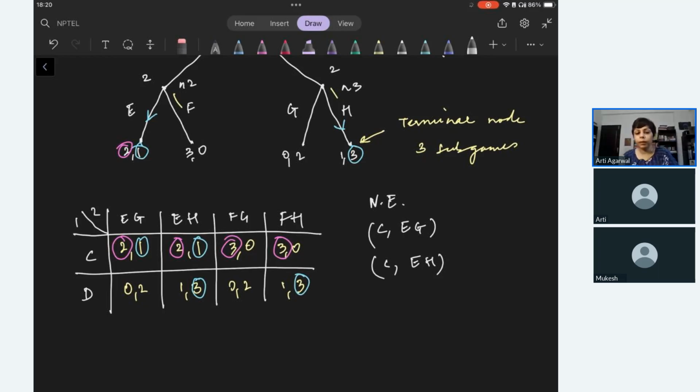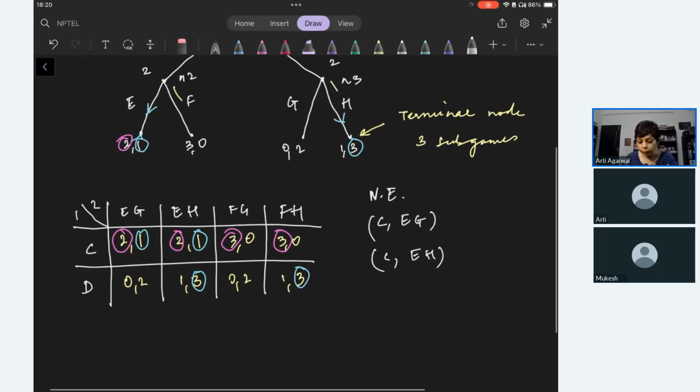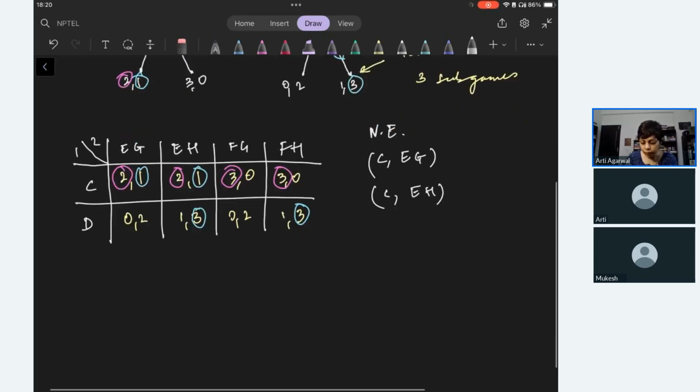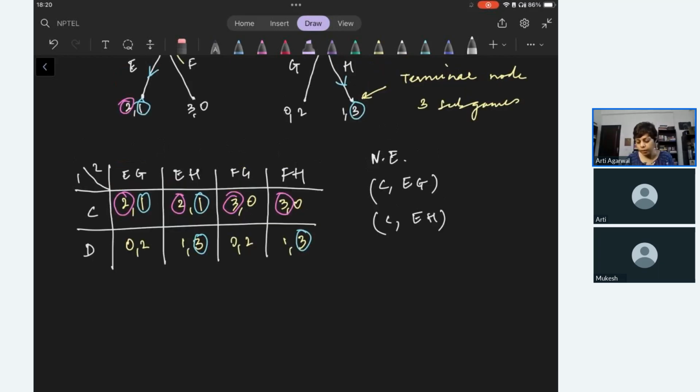Subgame perfect means that if that subgame is actually played, are those the strategies which the two players are actually going to choose? In the normal form, we have written all possible strategies in all the subgames. In the subgame perfect equilibrium, what is actually going to be played in that subgame, if that game is played by the two players, only that can be a subgame perfect equilibrium.